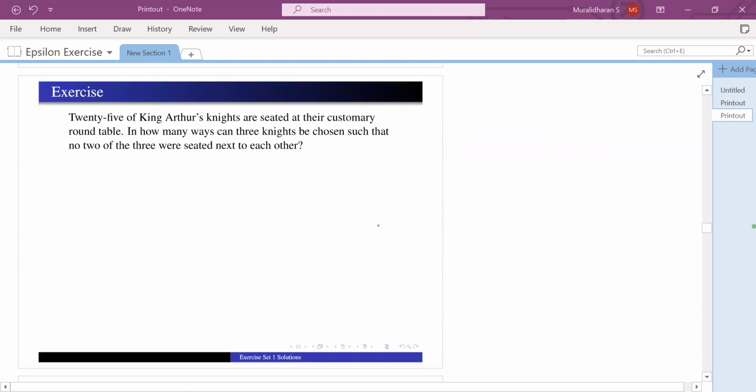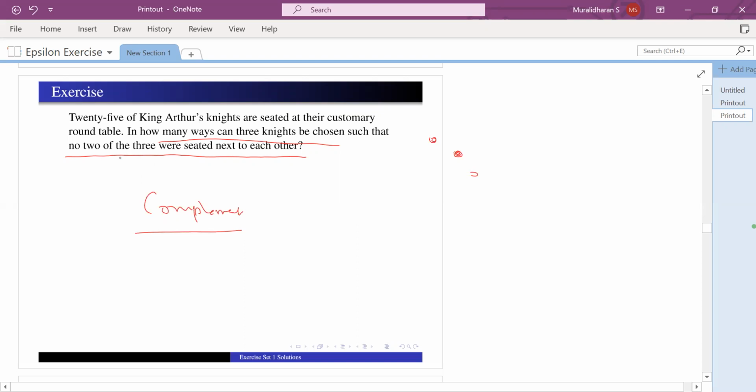25 of King Arthur's knights are seated at the customary round table. In how many ways can 3 of them be chosen such that no 2 of the 3 are seated next to each other? So I have to choose 3 of them in such a way that no 2 are seated next to each other. So in this case, the easiest thing to count is the complement.